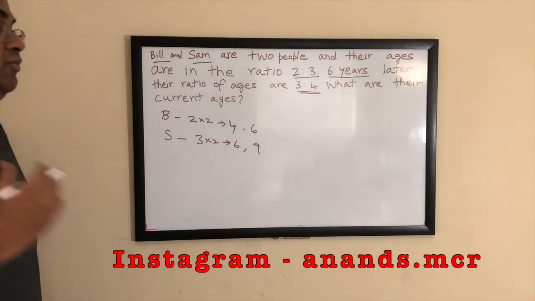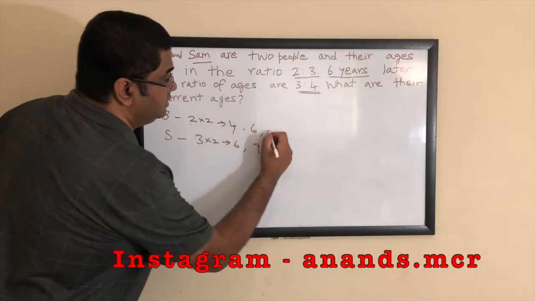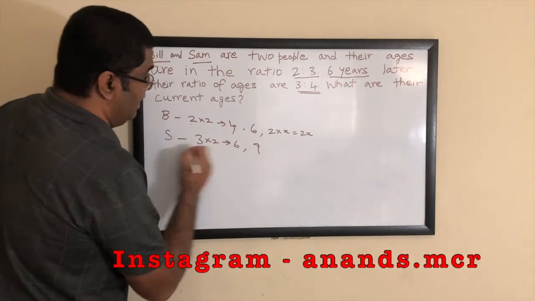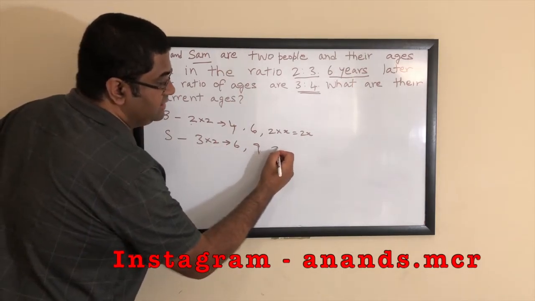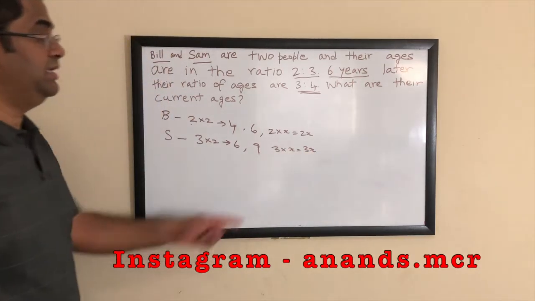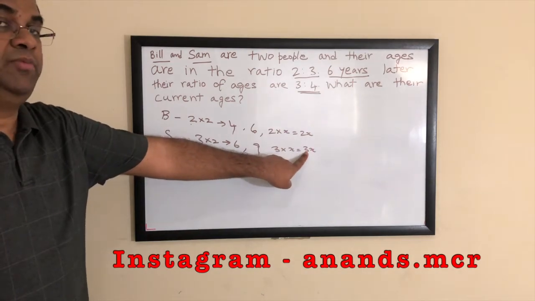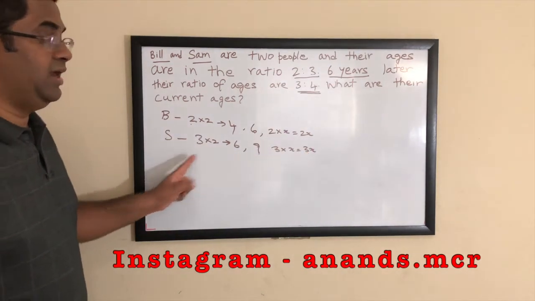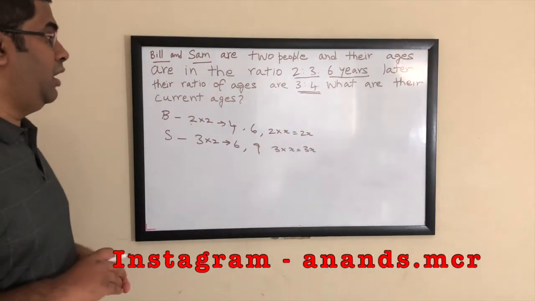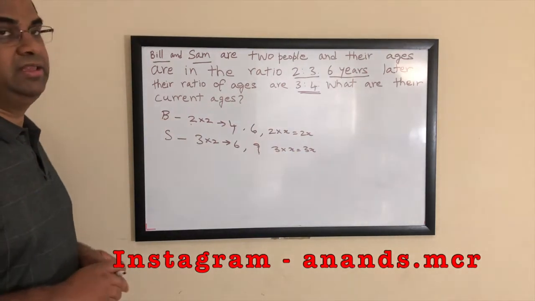So what we can assume is, we can multiply a factor x: 2 times x, which will give us 2x. And we can multiply the same factor x here, 3 times x, which will be equal to 3x. So friends, what we are basically saying is, if Bill's age is going to be 2x, Sam's age is always going to be 3x. That is what we can understand from the terms that we have written. So the current ages are 2x and 3x, friends. That is what this means.